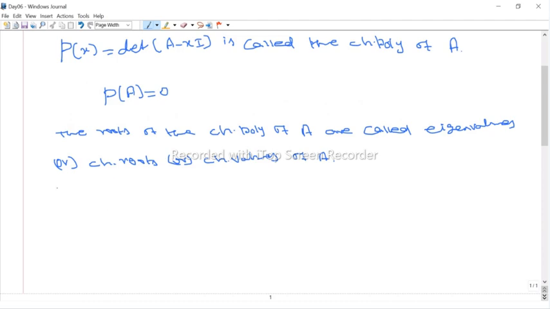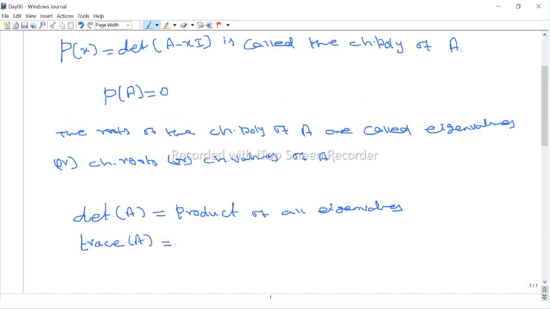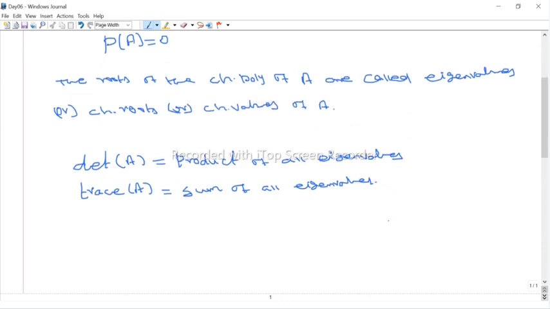The determinant of the matrix is nothing but the product of the eigenvalues. So if you know all the eigenvalues, you can easily say the determinant. The product of all eigenvalues is very, very important. And then the trace of A is nothing but the sum of all eigenvalues. Okay, and then we studied how the characteristic polynomial looks.